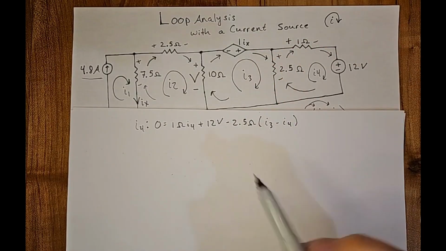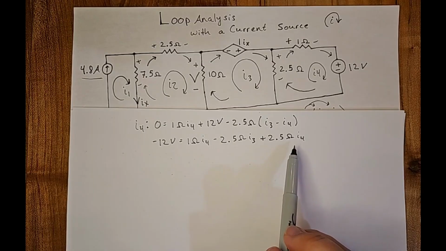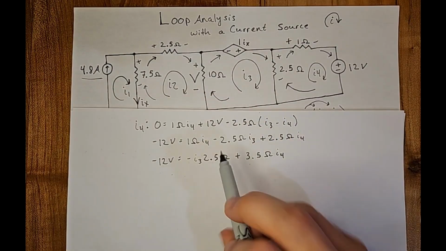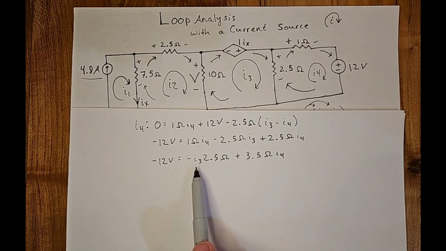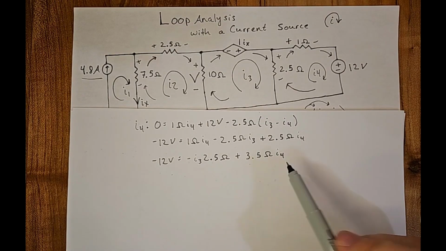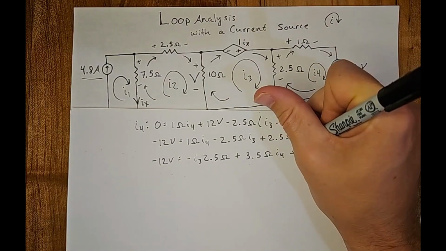We're going to move the 12 volts over and distribute. Now we just simplify the two I4s. So now we have negative 12 volts equals negative I3 2.5 ohm, and no, it does not matter which order you write those in because they're being multiplied, plus 3.5 ohm I4. And that's our final equation.